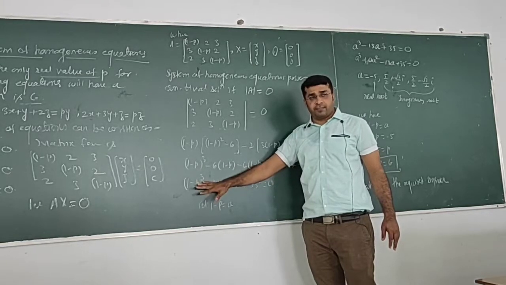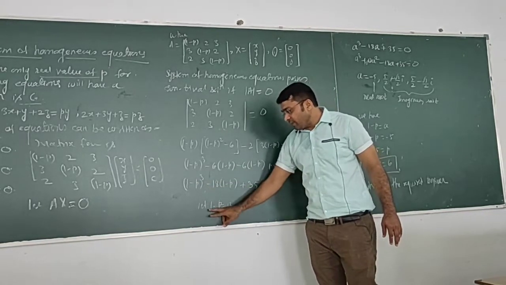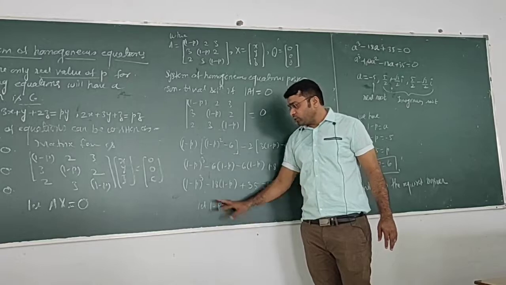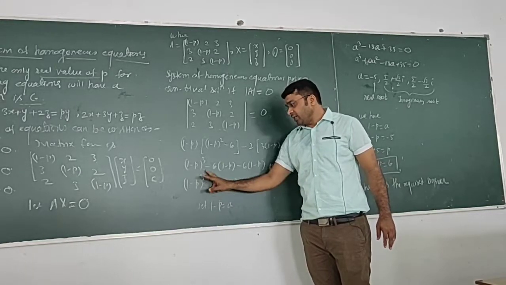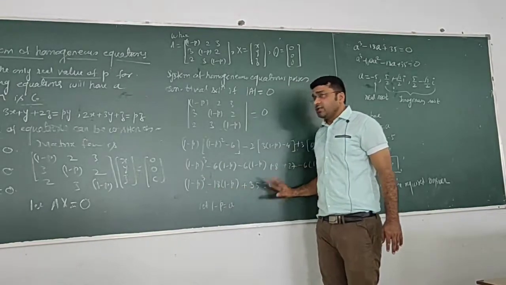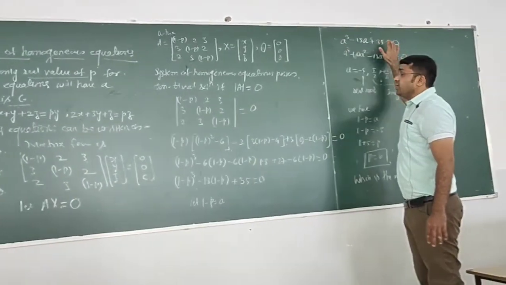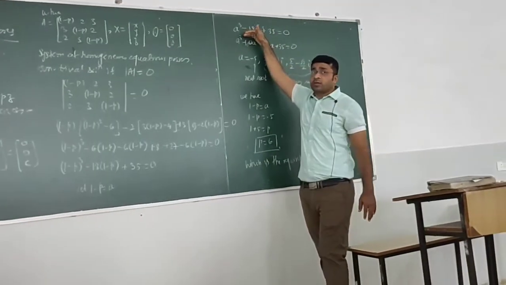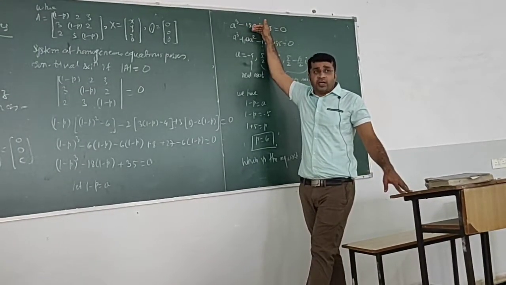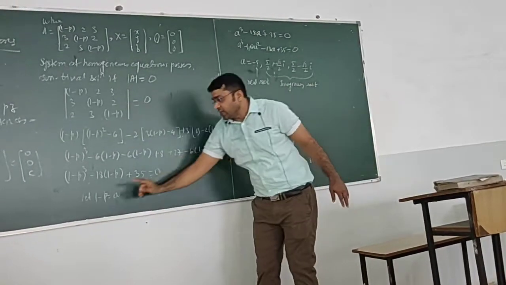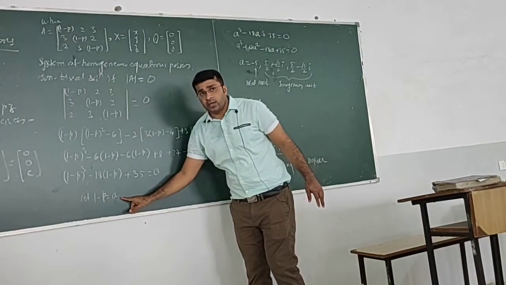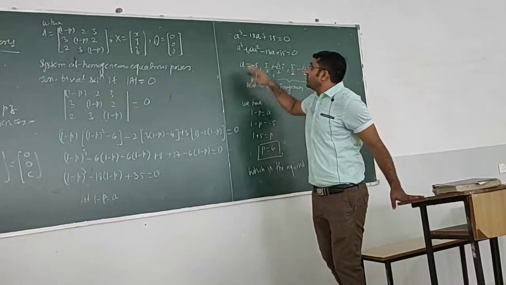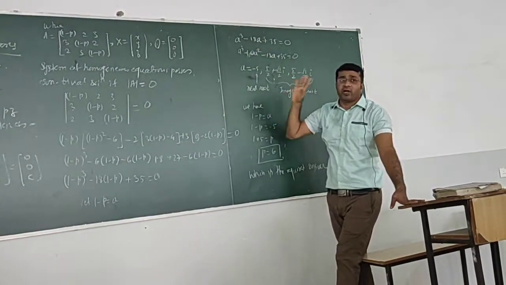Otherwise I take 1 minus p as a, so this will be a simpler equation: a cube minus 18a plus 35. It is a cubic equation in a. From this cubic equation we find the value of a, and then we have the relation 1 minus p equals a. I put that value of a there, and we will get the value of p.